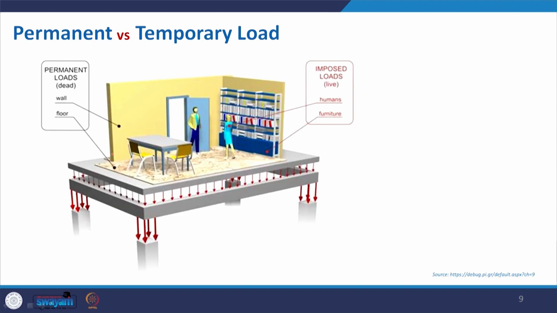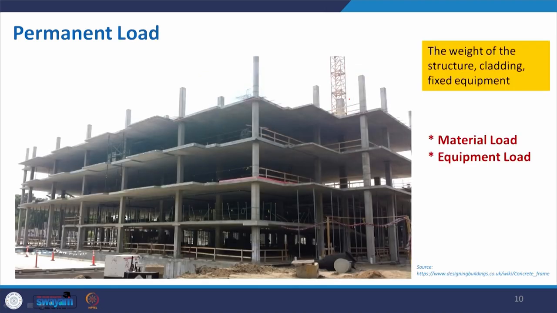So, this is another schematic image, where you can see the wall, then your floor, then the floor is transferring load to the beam, the beam is transferring to the column, and finally it will transfer to the foundation, and the foundation will transfer load to the soil it is anchored with. So, these are permanent load or dead load. Now, what is imposed load? The human being and the furniture. Already I mentioned it. Now, this is also helpful to clear it in a better way. This is an example of permanent load. This is a building, an under construction building.